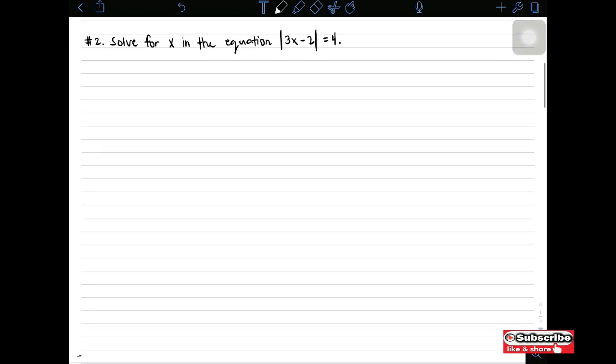So this one is an absolute value equation. Solve for x in the equation. The absolute value of 3x minus 2 is equal to 4. There are two cases to solve this one. Case number 1 natin, we have here 3x minus 2 is equal to 4. At yung case number 2 natin is 3x minus 2 is equal to negative 4. Ito yung difference nila. So, ganyan yung case number 1 and number 2 natin.